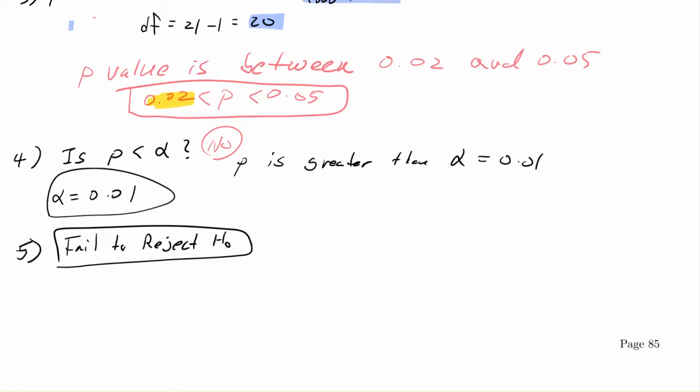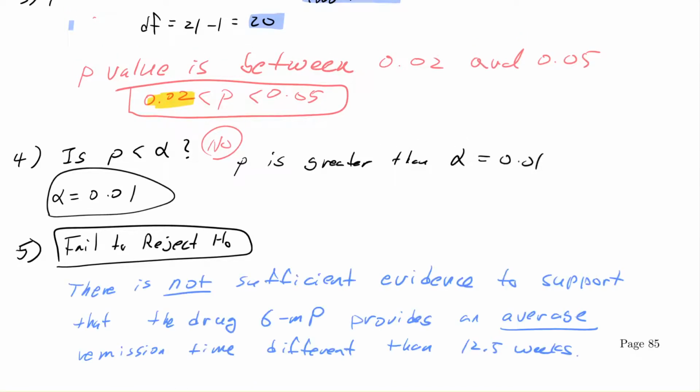So what does that mean? Let me write the conclusion in a sentence. Since we failed to reject, there is not sufficient evidence to support that the drug 6-MP provides an average remission time different than 12.5 weeks. Essentially, there is not enough evidence to support the alternative hypothesis.